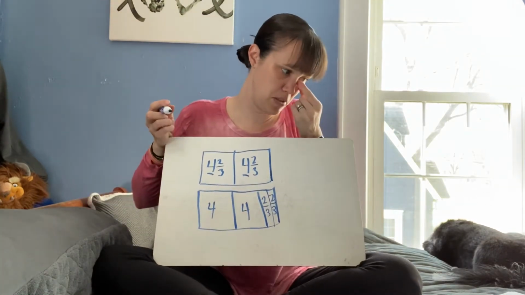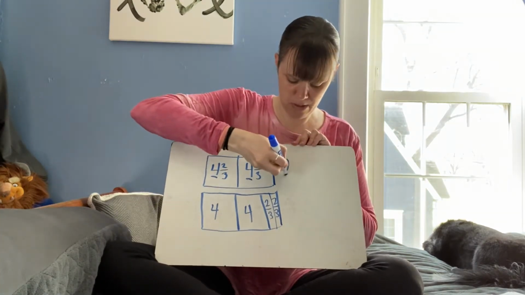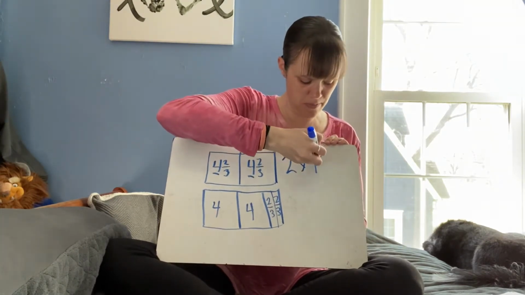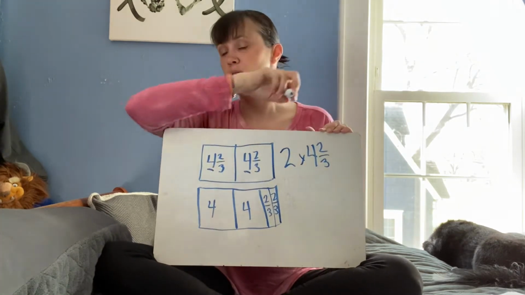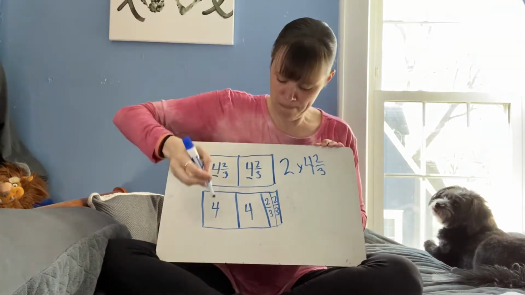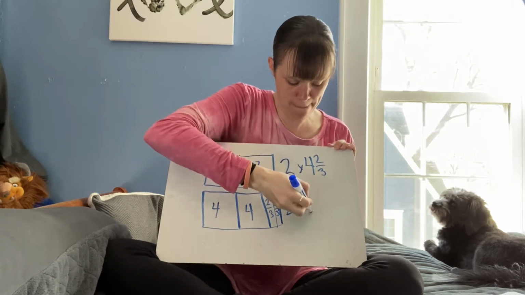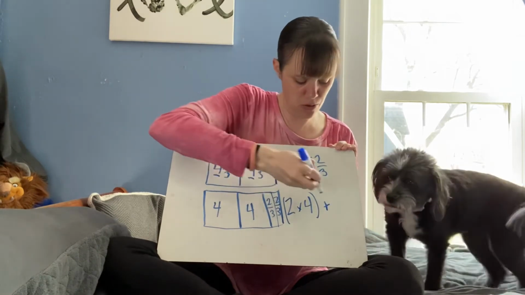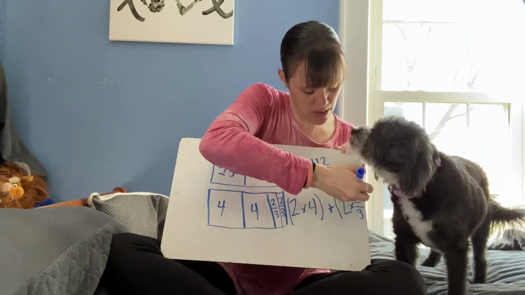And then underneath it says write a multiplication expression to match each tape diagram. Well, this is twice, right? 2 times 4 2/3. This means we're multiplying 2 times 4, and we're also multiplying 2 times 2/3.